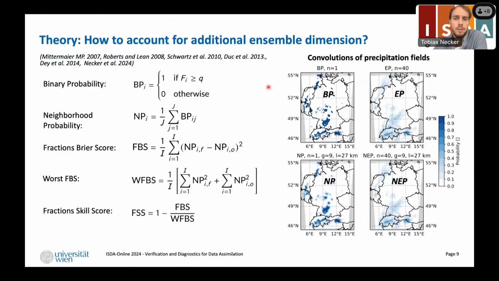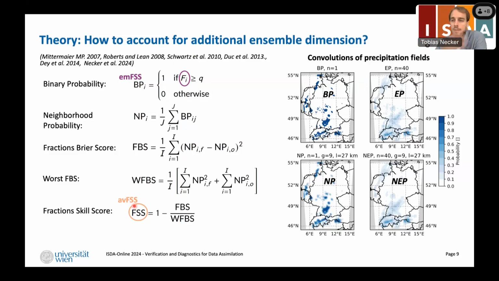Okay, so let's now discuss how we can account for the additional ensemble dimension in the computation of the FSS. When you go to the literature, we found 3 approaches. We added a fourth one. The first one that has been used in the literature is a quite obvious one. You simply replace the forecast field with the ensemble mean forecast. So instead of verifying a deterministic forecast, you just verify the ensemble mean and keep the computation as it is. The second option is you compute an FSS for each member separately.